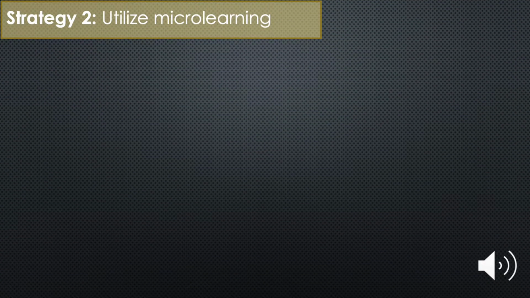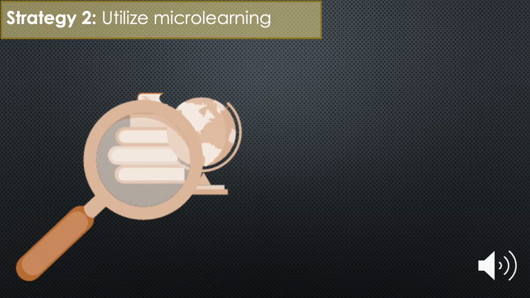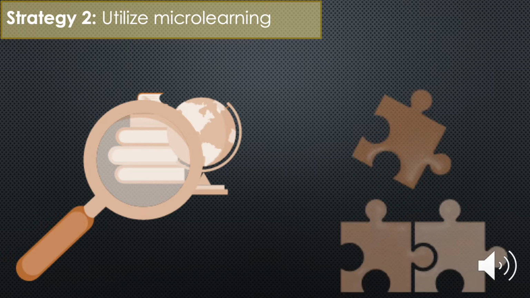The second strategy is utilizing microlearning. Microlearning is promoting the learning of small portions of material at a time. So instead of trying to teach a ton of items at once, using more slides and emphasizing bite-sized pieces of information will help the learner retain more information and retain that information better. This can also be thought of as chunking.